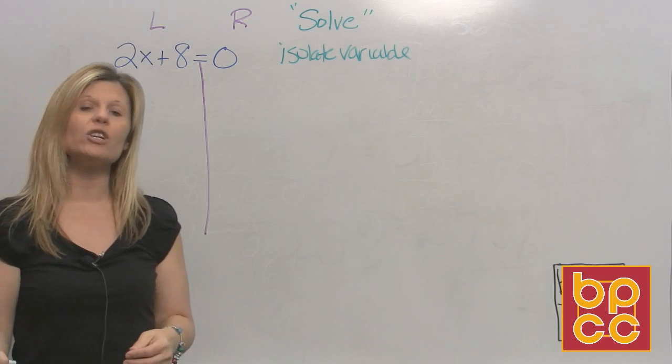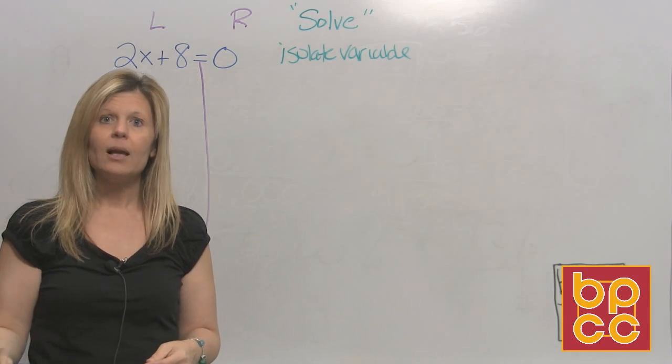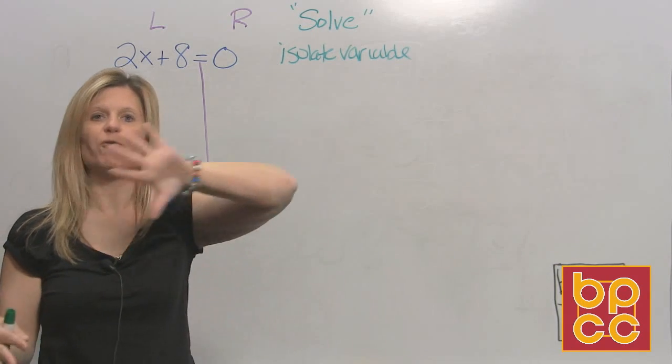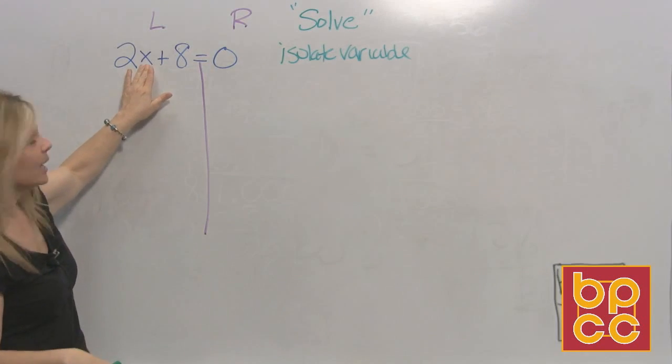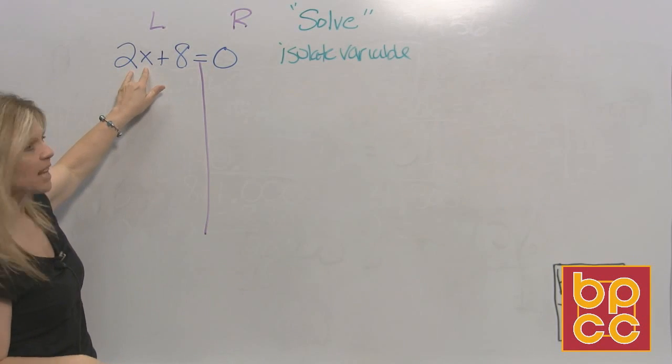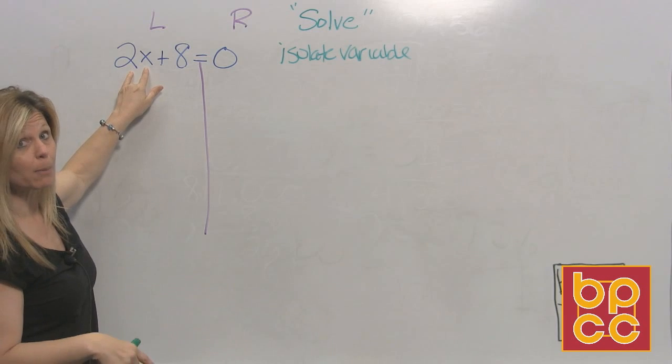Well, you should have learned in 098 that you always move the terms furthest away. So look, here's x. It's right next to 2. They're side by side. They're kissing. That's multiplication.